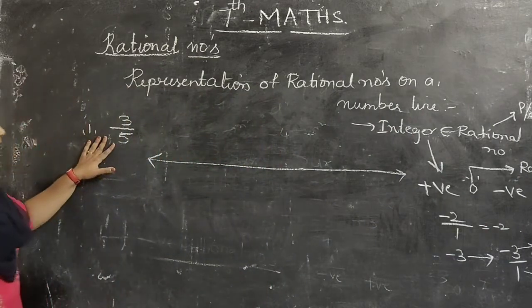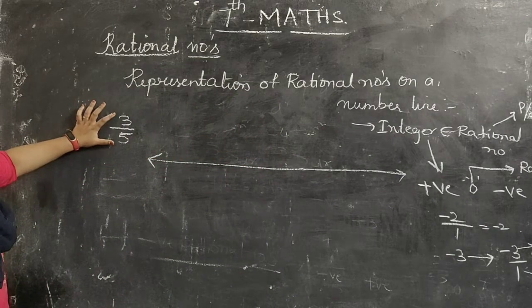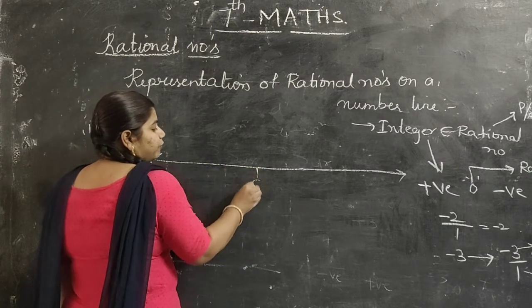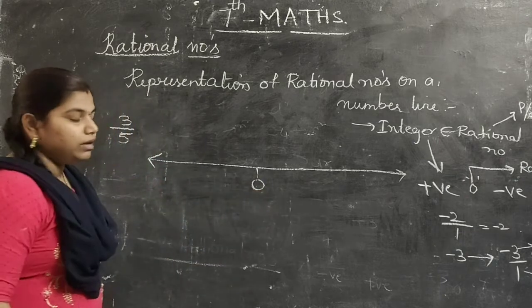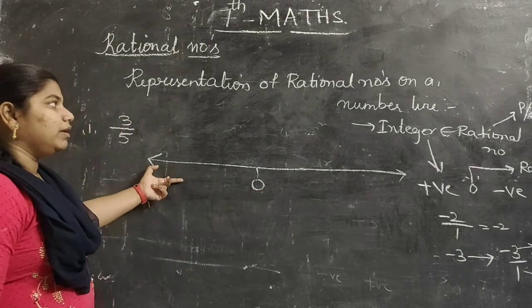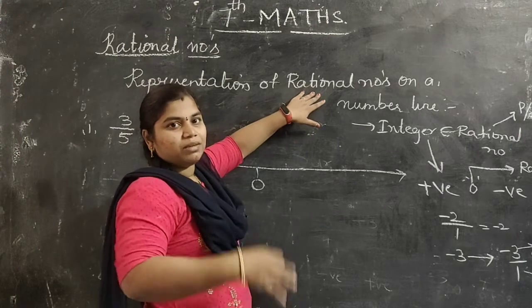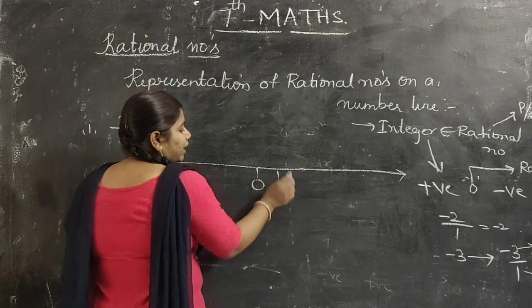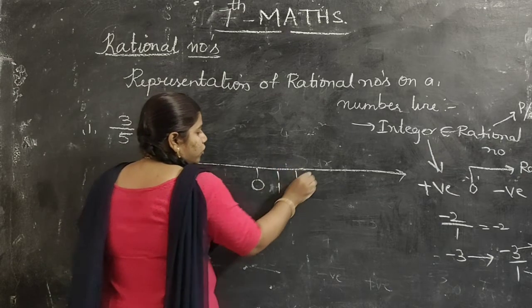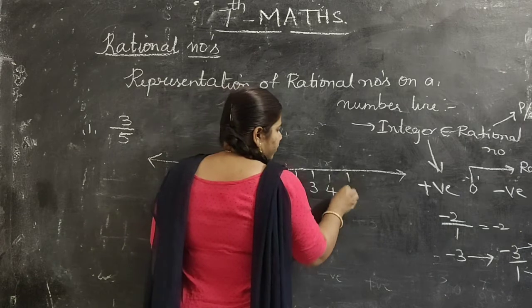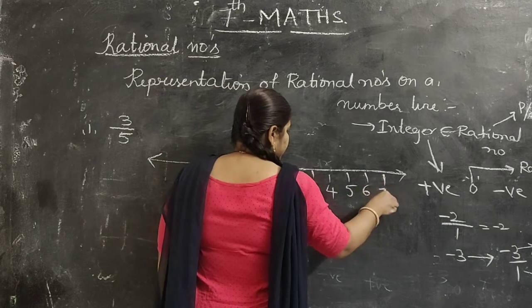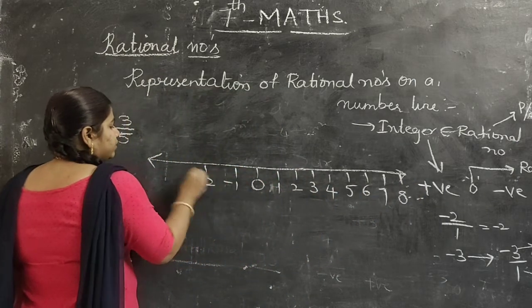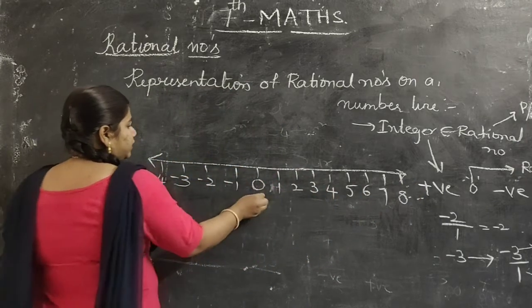So now what we are representing here is 3 by 5. I want to represent this 3 by 5 on a number line. For representing on a number line, first you have to take the integers number line. Why are we taking the integers number line? Because in rational numbers you will see positive numbers and also negative numbers. So first you take the integers number line. On the right side you will have all positive numbers, and on the left side you will see negative numbers along with 0.